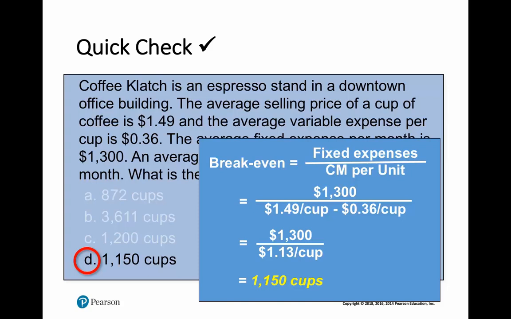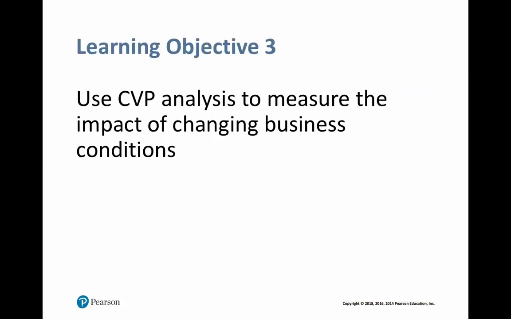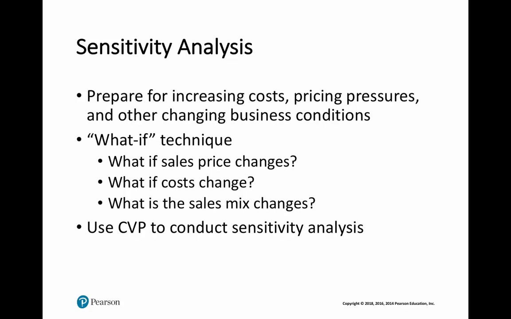All right. So next we're going to go on to use our CVP analysis to measure the impact of changes in business conditions. So again, this is where we can really use our CVP to make some good business decisions, understand how changes and fluctuations in our business are going to impact our bottom line. So sensitivity analysis is basically what we're going to be going through here and talking about, and this is for preparing for increasing costs, pricing pressures, and other changes in our business conditions.